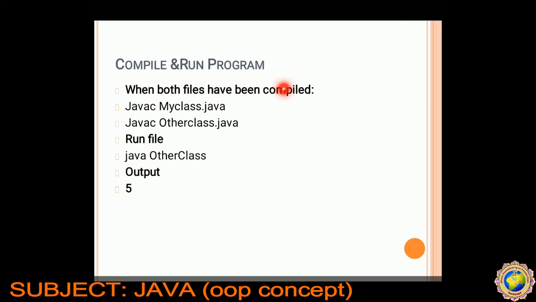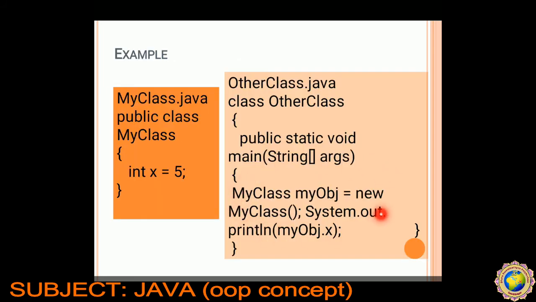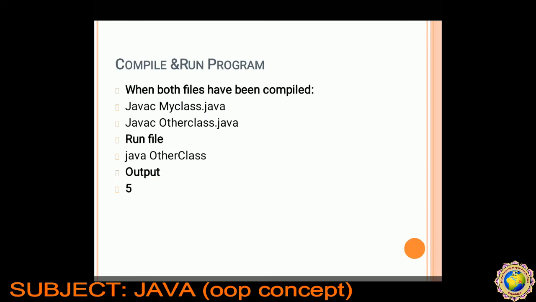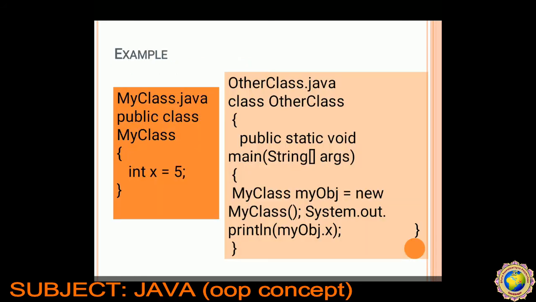Let's see how to compile and run the program. When both files have been compiled, we have to compile both files, MyClass.java and OtherClass.java, and run the program with java OtherClass. Why? Because we have created the object over here in OtherClass.java. So that's why we have to run this file, and the output will be 5. See here, myObj.x. What is the value of x? That is 5.